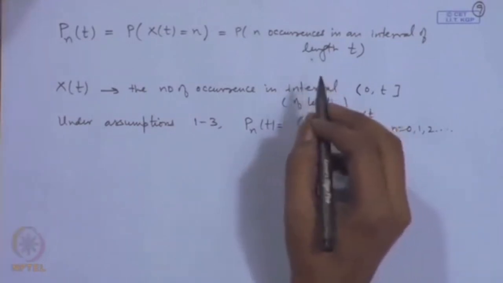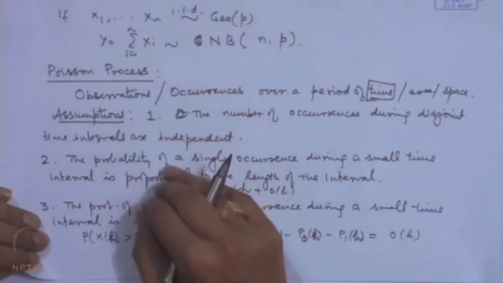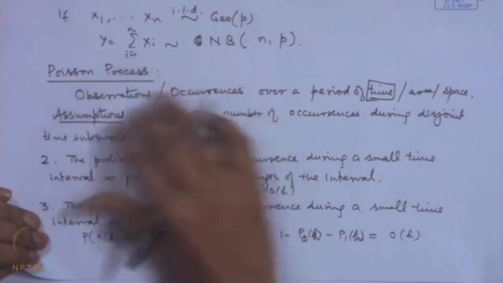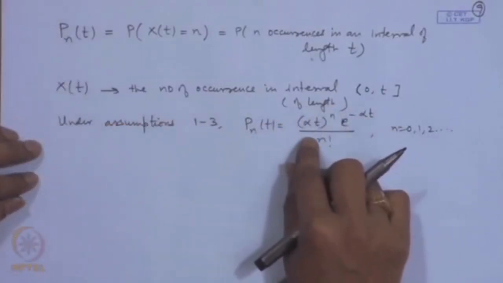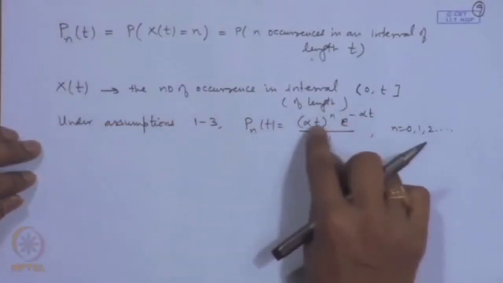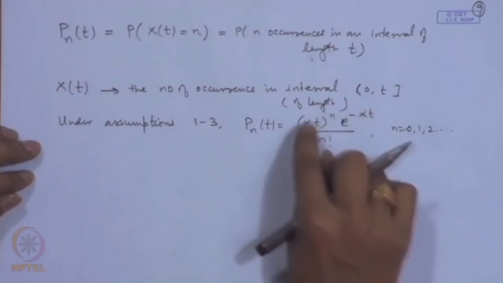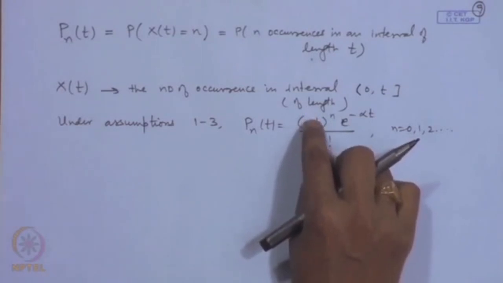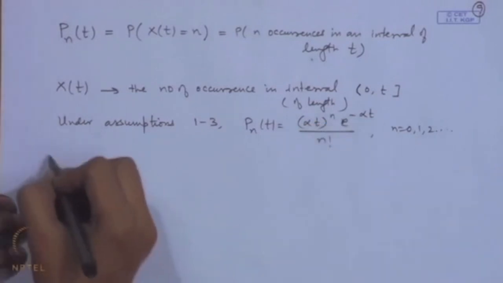The occurrences which satisfy these assumptions are called occurrences in a Poisson process, and the entire phenomenon is called a Poisson process, and we are deriving the distribution of the number of occurrences in a Poisson process as alpha t to the power n e to the power minus alpha t by n factorial. What is alpha here? Alpha is the constant of proportionality that we have assumed here. Let me give a proof of this.